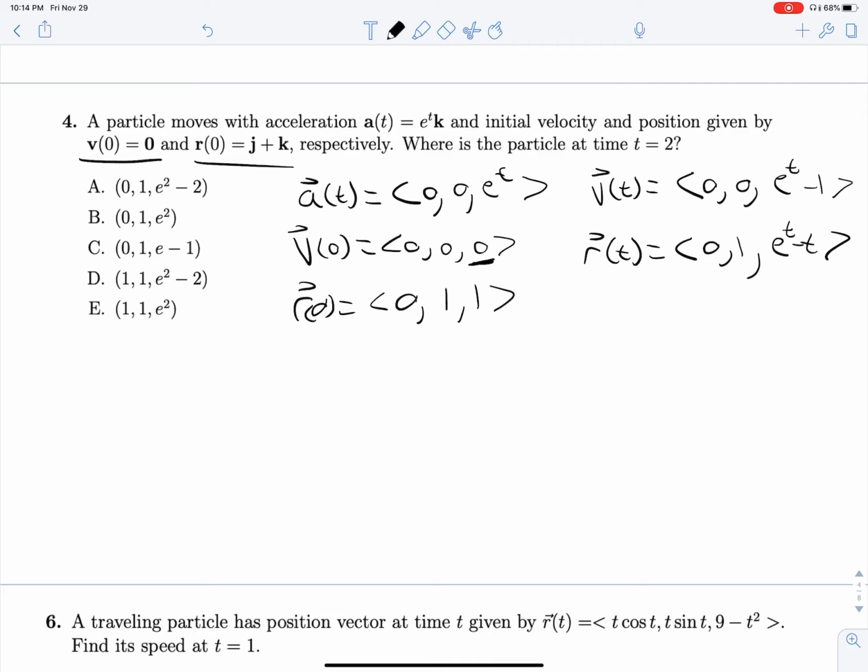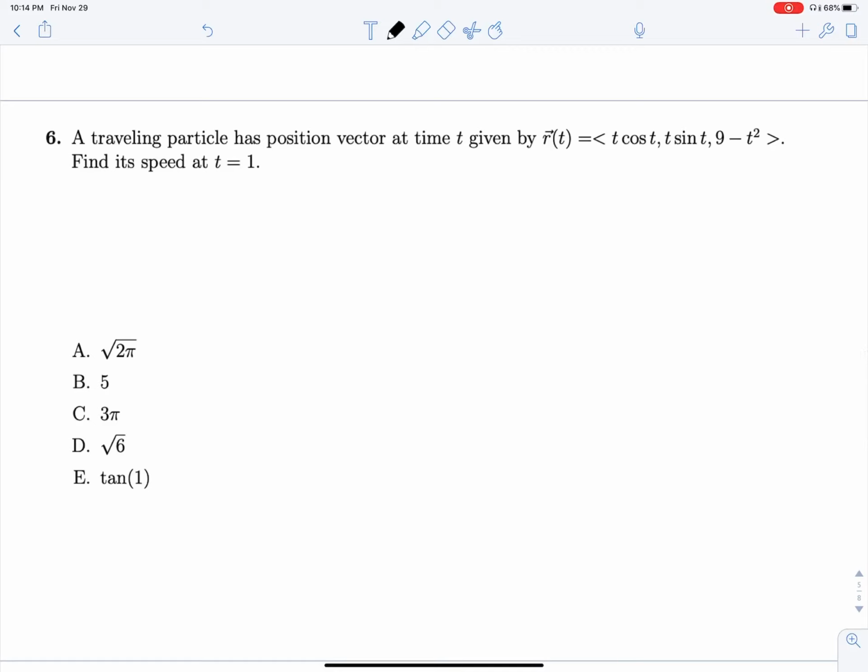And so we don't need a constant there at all. And we are looking for the position of our particle at t equals 2. So r of 2, we know that we're ready to solve this because all of this has been adapted to all of our initial values, is going to be 0, 1, e squared minus 2. And that's answer choice A.